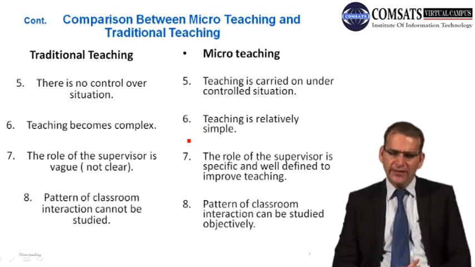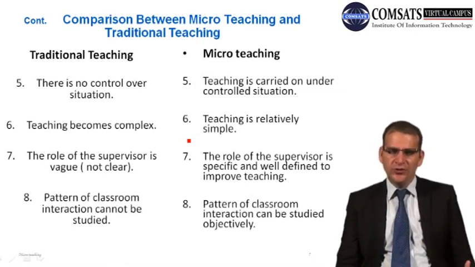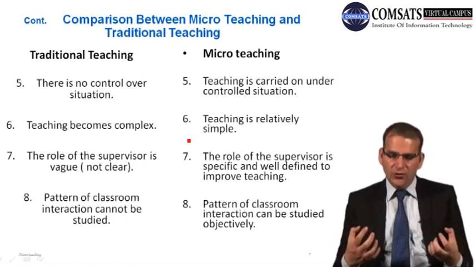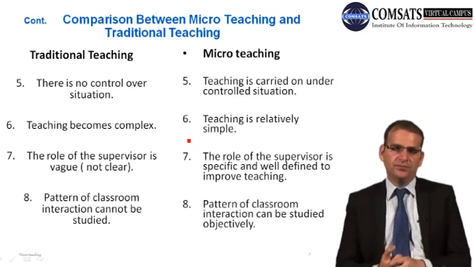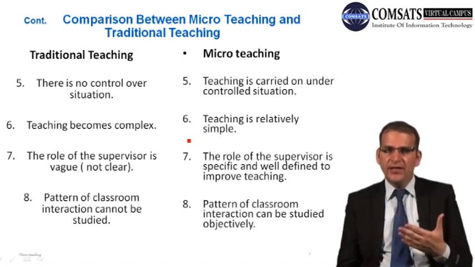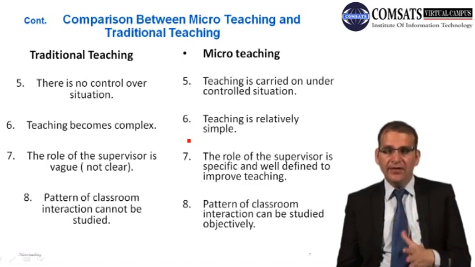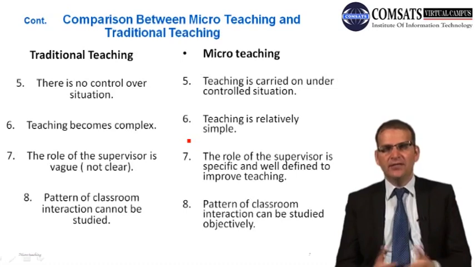Now the next point is that there is no control over the situation. In a big class of 40 to 60 students, with a time of 40 to 45 minutes, you cannot have proper control. Whereas in micro teaching, teaching is carried out under a controlled situation. It's self-explanatory: once the number of students is 7, the time is 10 minutes, and you teach one skill, things can be controlled.